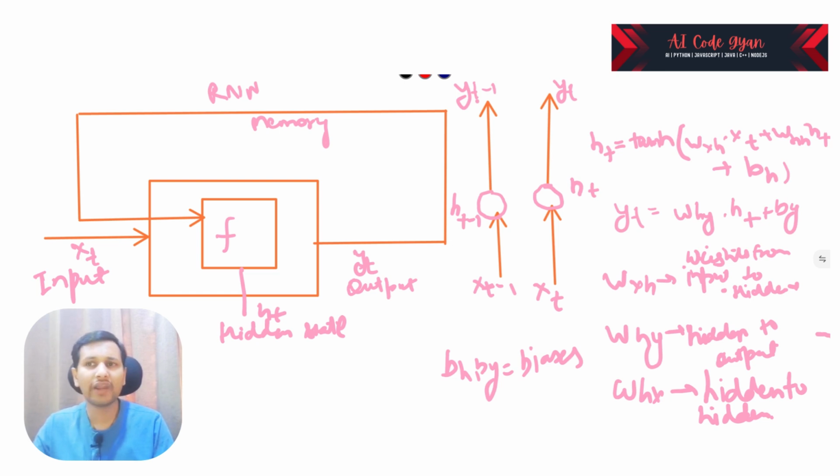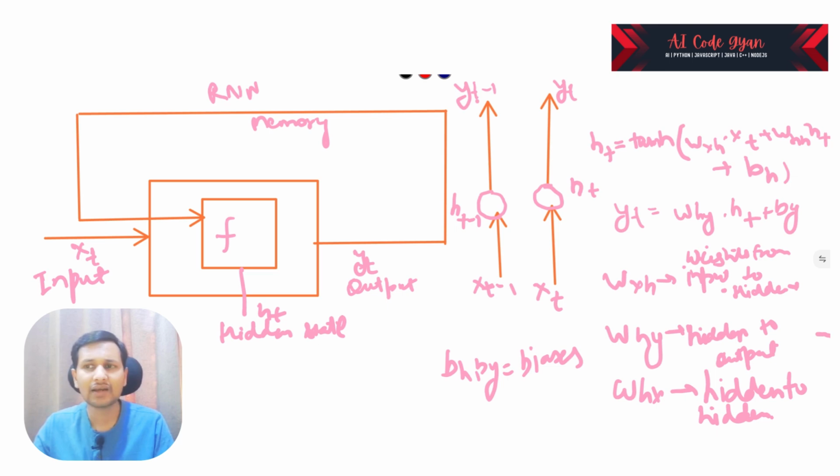This output yt will be stored as a memory in the function, so that it can be kept for future calculation. So we have xt minus 1, ht minus 1, yt minus 1. This will be further used for the calculation of ht, as we have seen in the equation. So this is the advantage of recurrent neural networks.